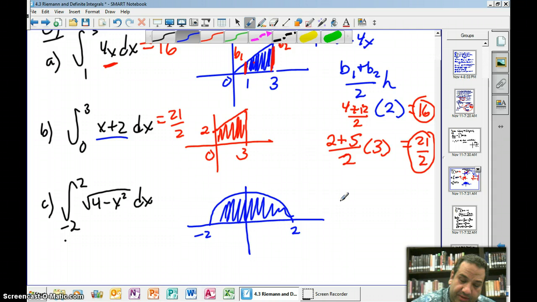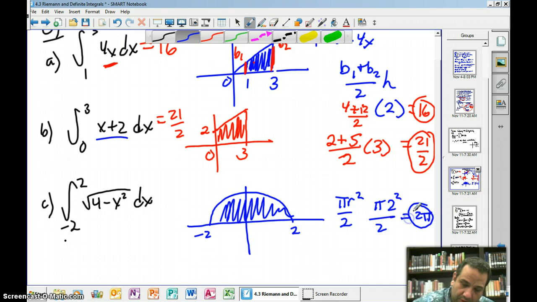So if I remember, this is pi r squared. The r is 2. But actually, it's over 2 because it's a semicircle. So it's pi times 2 squared over 2. And I'm going to get 2 pi. So that's the area of this guy. The area of this guy is 2 pi. So right now, we're doing it by graphing. Next video, you'll see how to do it analytically, algebraically.